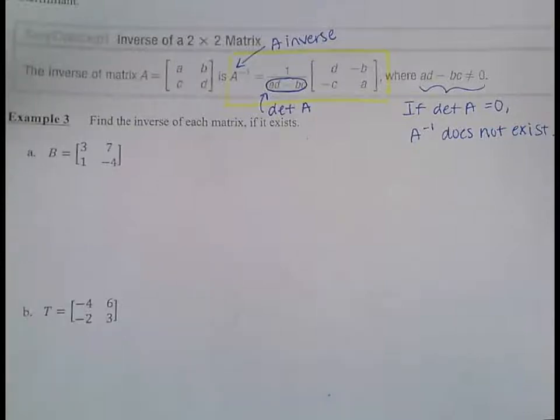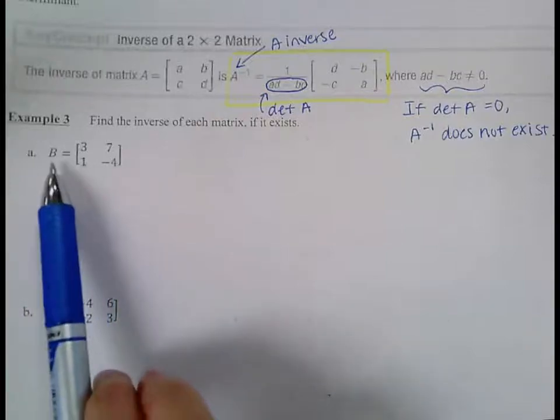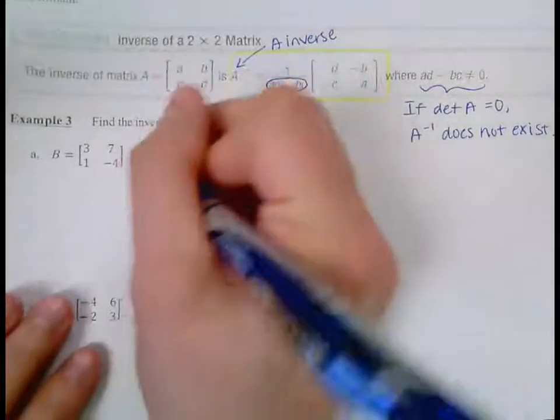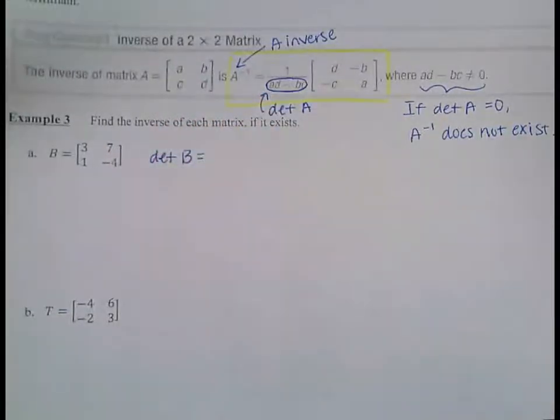So we're going to look at example 3, part A. It says find the inverse if it exists. So before you find the inverse, find the determinant of the matrix that you're given. So I'm given matrix B. I'm first going to find the determinant of matrix B.